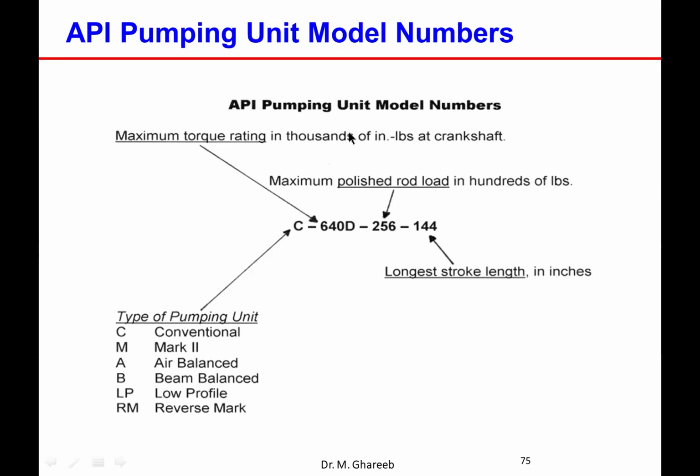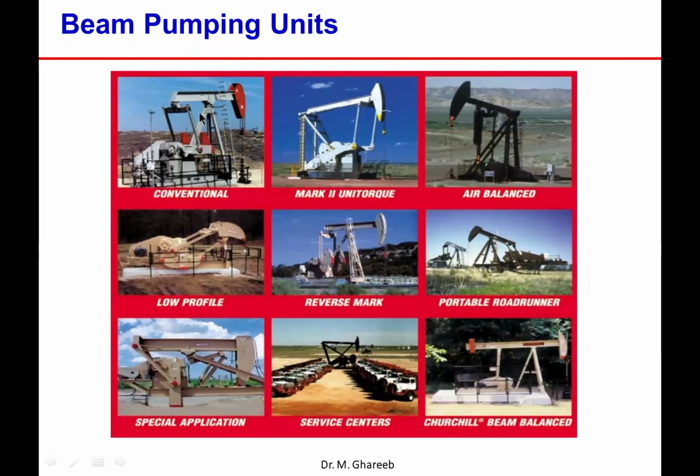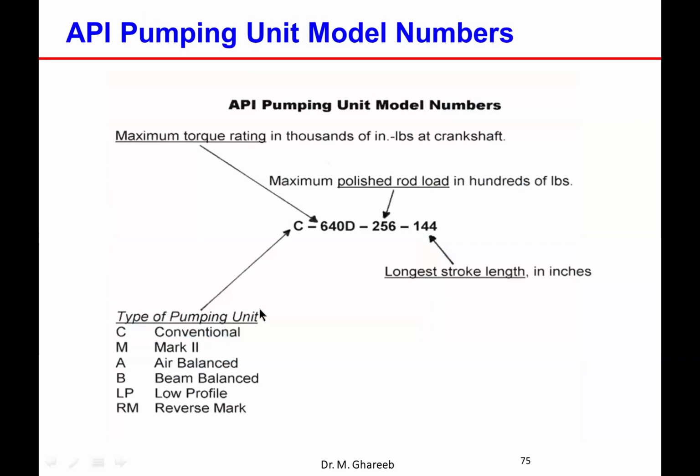Look at these pictures, you have different types of units. The first one on the top left is conventional, then Mark II, air balance, low profile, reverse, and this portable, and so on. There are different types according to what you have in the well. The first letter indicates which type of unit you are using, conventional or Mark. Each letter gives you an indication for what.